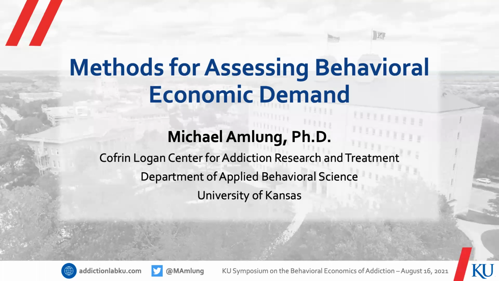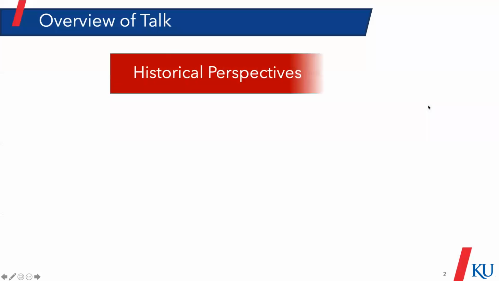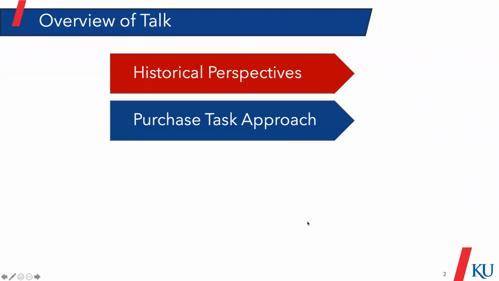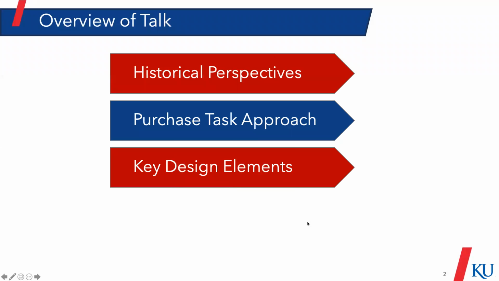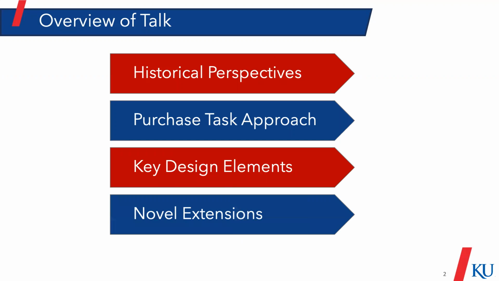So we're going to be talking about methods for assessing behavioral economic demand, and we're going to go through the history of that and some of the more current approaches. In terms of an overview, we're going to start with some historical perspectives on demand and where we've come from, and then move into the purchase task approach, which is kind of the gold standard in assessing demand in humans. Then we'll talk about key design elements of purchase tasks, some of the standard things that you see if you want to craft your own purchase task or what's been done in the literature, and then also some novel extensions, or new ways in which demand has been implemented. We're starting to move beyond the standard purchase task questionnaire into some new realms.